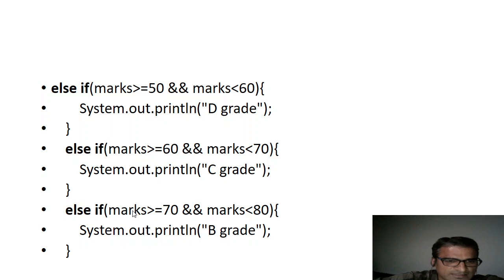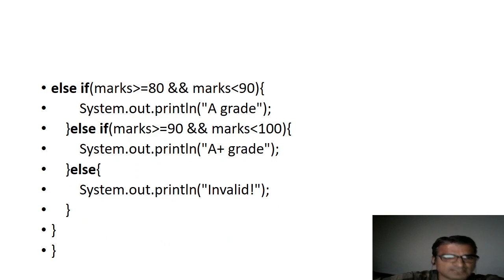In the same way, if the marks are greater than 70 and lesser than 80 it will have a D grade in the mark sheet. Similarly, when the marks are greater than 80 and lesser than 90, then A grade. So in the last condition, if the marks are in the range of above 90 and less than 100, then he will get an A plus grade.